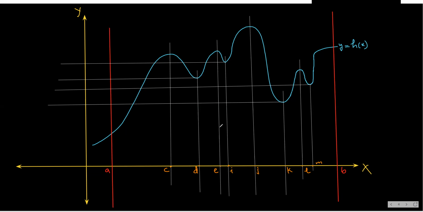Now see, this value which you have, what is the minimum at I? f of I is that minimum value. The function has a local minimum at I, and that is f of I. The function has a local minimum at D, that is f of D. The function has a local minimum at K, which is f of K. The function has a local minimum at M, which is f of M.